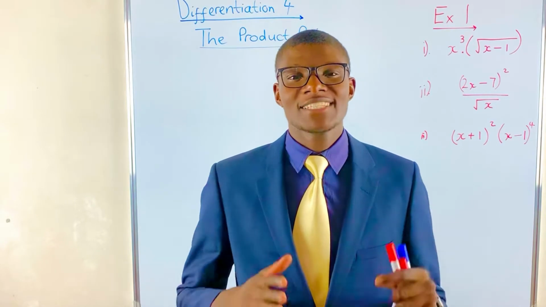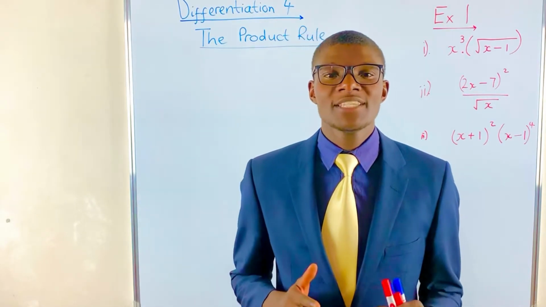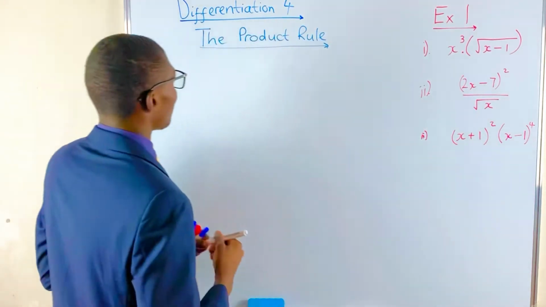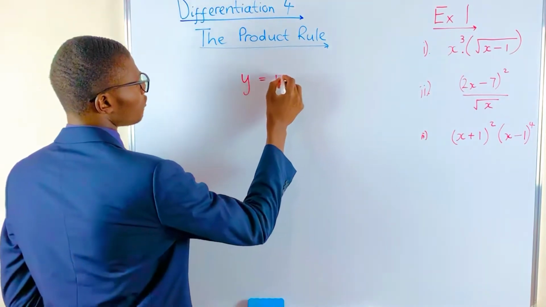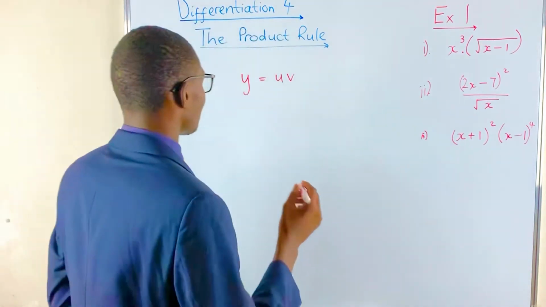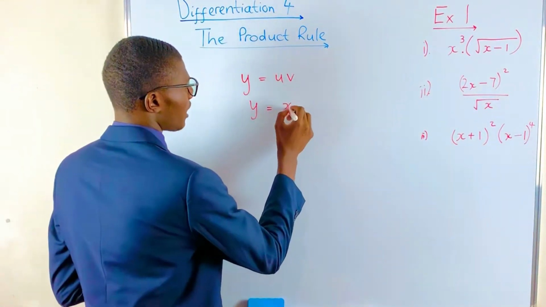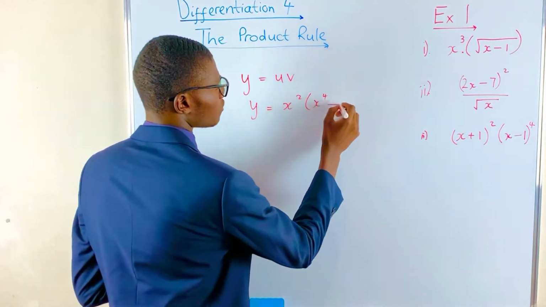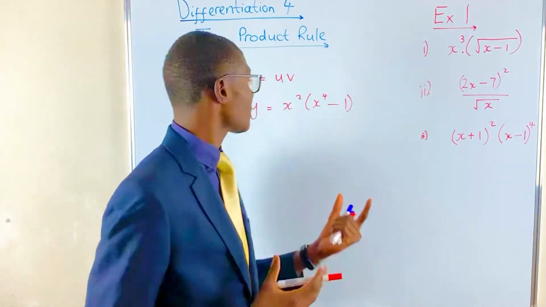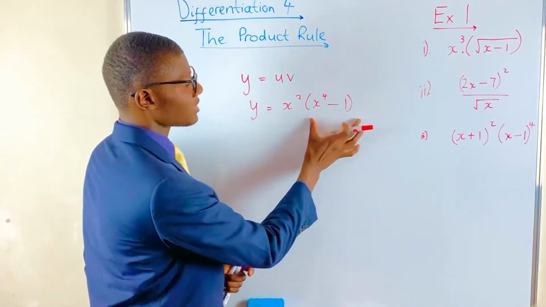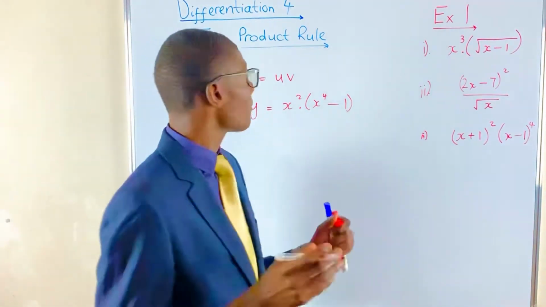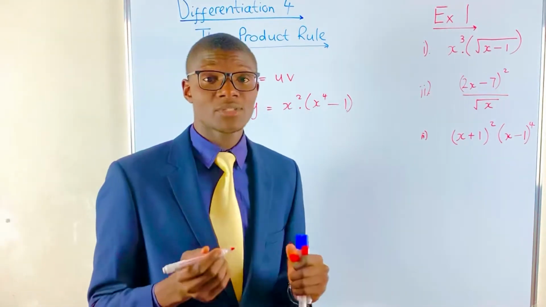Today we're going to look at differentiating a product. To differentiate a product, we use the product rule. Say we've got y is equal to uv, whereby both u and v are functions of x. For example, say y is equal to x squared times x to the power 4 minus 1. We see that this function of y is made up of two functions of x: x squared and x to the power 4 minus 1. In this type of situation, we use the product rule to differentiate a product.